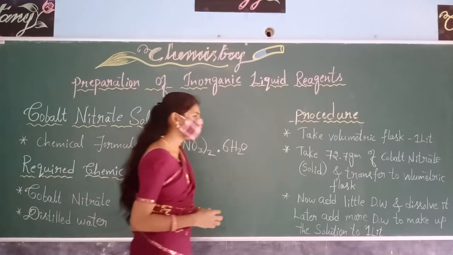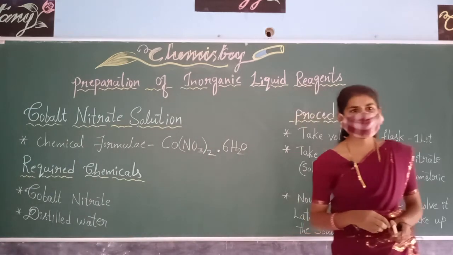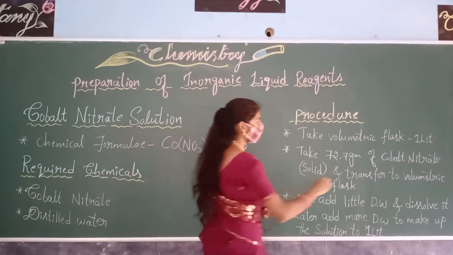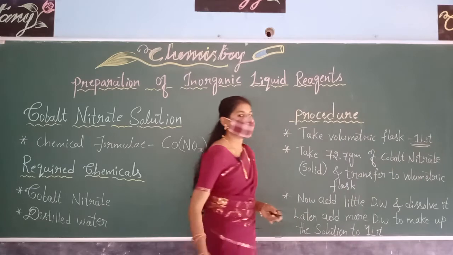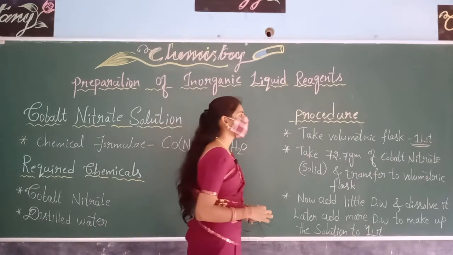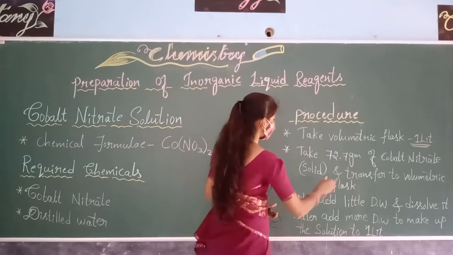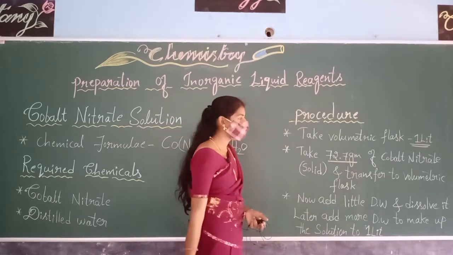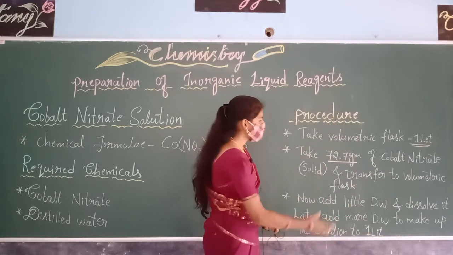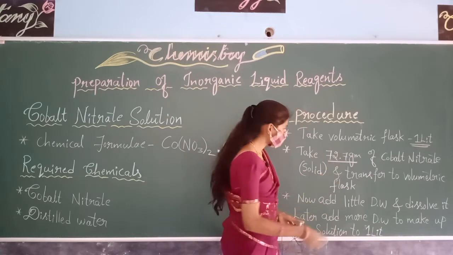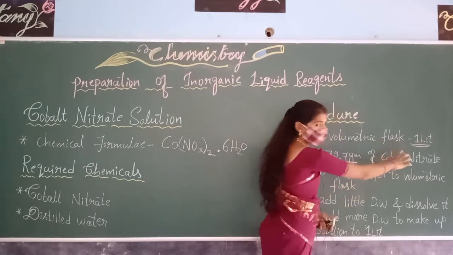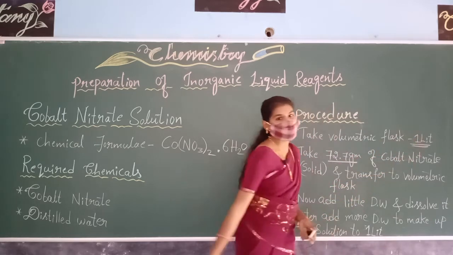So coming to the procedure, first we need to take a cleaned volumetric flask, and the volumetric flask volume must be of 1 liter. Okay, so we must take a volumetric flask of 1 liter volume, and then we have to weigh about 72.7 grams of cobalt nitrate, which is available in the solid state, right? After taking this 72.7 grams, we have to transfer this cobalt nitrate into the volumetric flask that we have taken, which was of 1 liter volume.